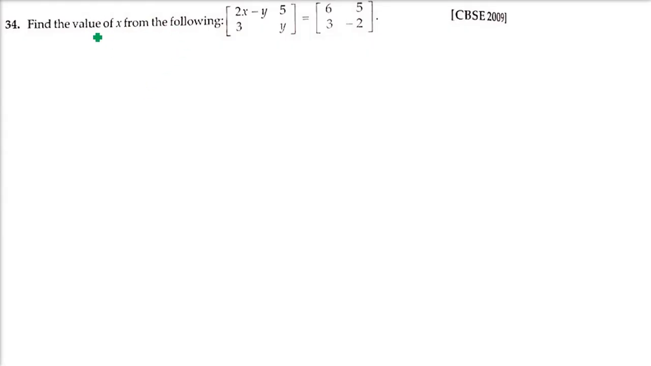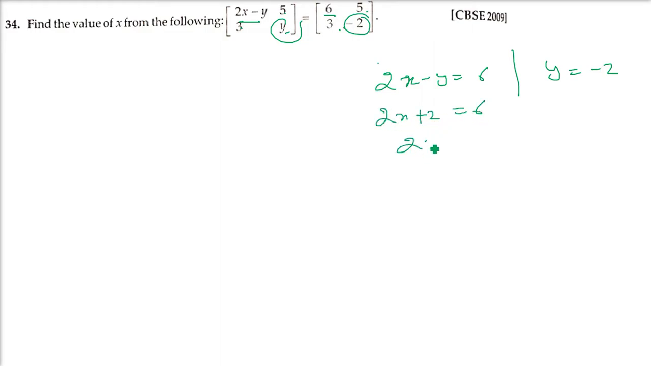Find the value of x for the following. 2x minus y equals 6, and y is already given as negative 2. So y is negative 2, just put in here, and all others, 3 is 3, 5 is 5. So y is minus 2, put in here. There is plus 2 equals 6. 2x will be 6 minus 2. That is going to be x equals 2. So y is negative 2, x is 2 here.